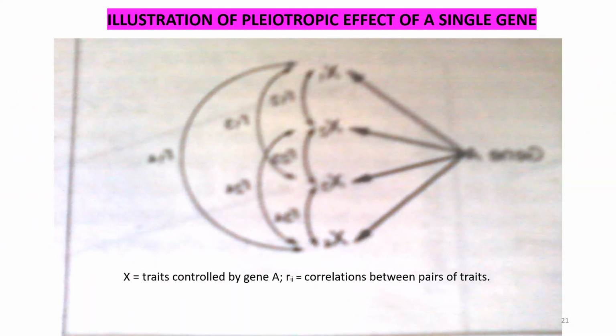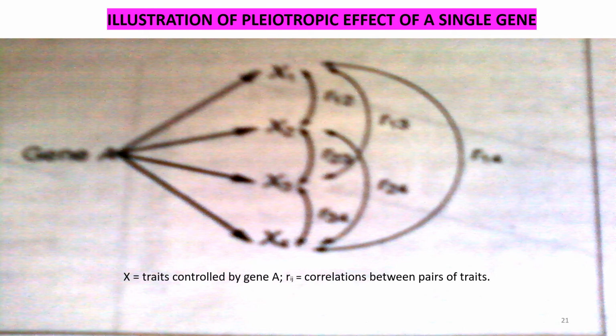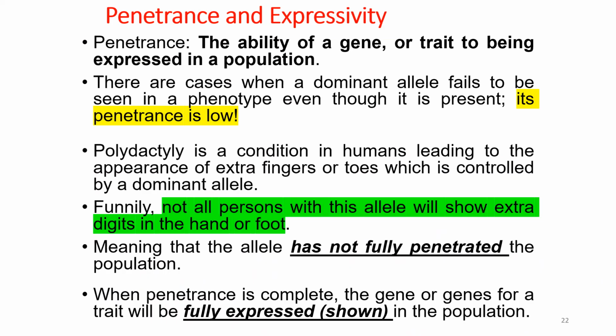So this is an illustration of an example. Our gene A is affecting character X1, X2, X3, and X4. And it's not only affecting them, but also how they are correlated with each other. X1 correlated with X2, X1 correlated with X3, X1 correlated with X4, and so on and so forth. So when a gene has this power, it is exerting a pleiotropy effect.